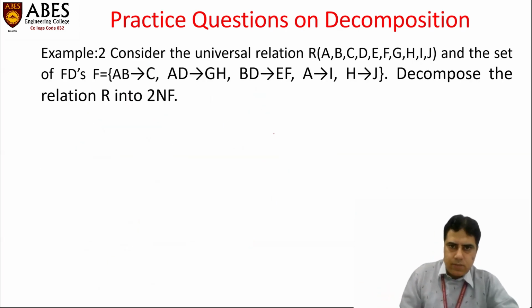Now let us try one more example. Consider the relation R(A, B, C, D, E, F, G, H, I, J), and the set of FDs are AB determines C, AD determines GH, BD determines EF, A determines I, and H determines J. Decompose the relation R into 2NF.